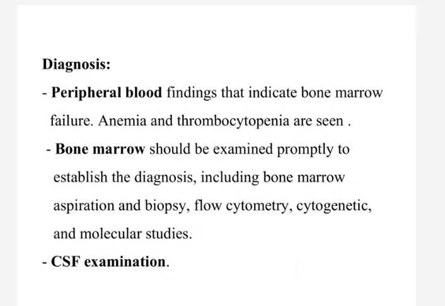Diagnosis of leukemia. From peripheral blood, the findings that indicate bone marrow failure are anemia and thrombocytopenia. Bone marrow should be examined promptly to establish the diagnosis, including bone marrow aspiration, biopsy, flow cytometry, cytogenetic, and molecular studies مثل ما ذكرناها. Also CSF examination to see if there is malignant cell, blast cell.